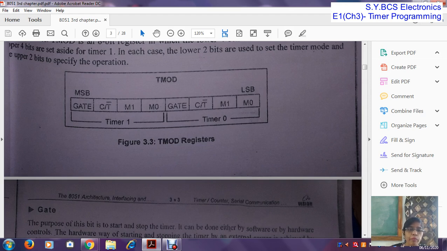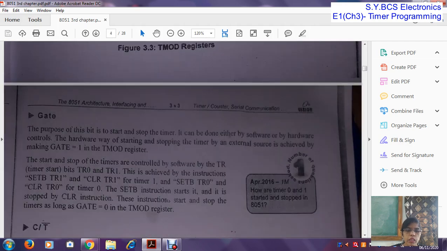Okay, so in the TMOD register, the lower 4 bits are used for timer 0 and the higher 4 bits are for timer 1, but the data frame is the same for both timers. Here the last bit is gate, then counter/timer, M1, M0. For timer 1 the data frame is likewise gate, counter/timer, M1 and M0. Both timers use the same data frame.